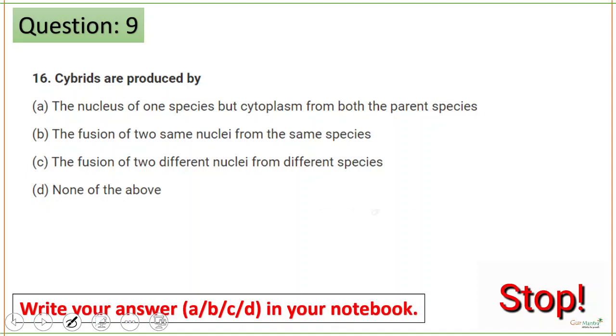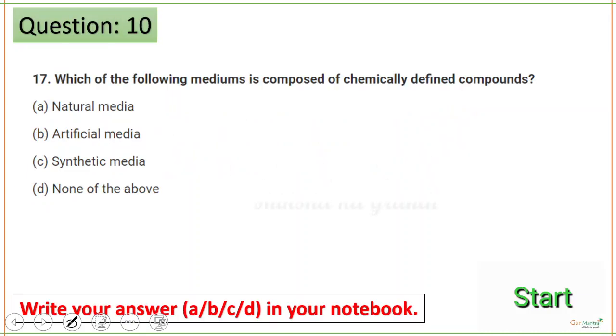Okay, so the answer for this question, hybrids are produced by, is option A, the nucleus of one species but the cytoplasm from both the parent species. So A is the correct answer for this question. Next question.